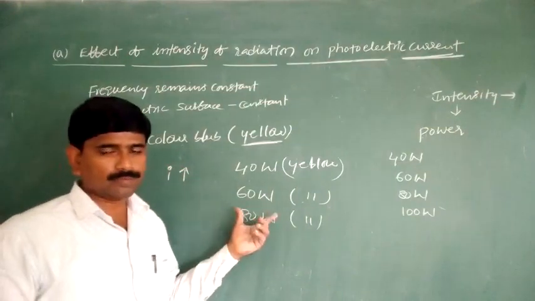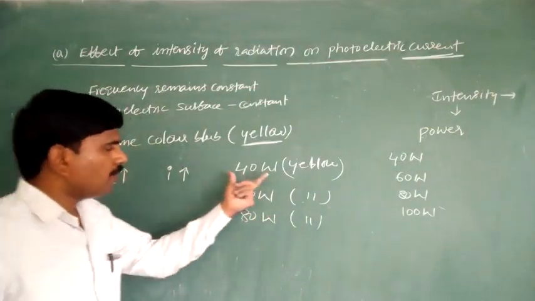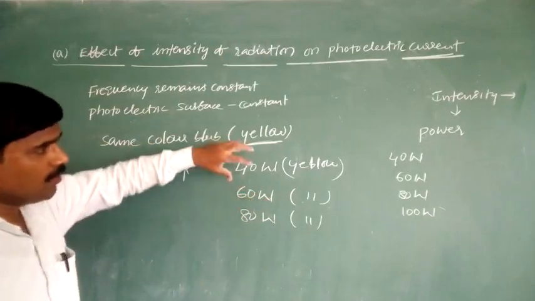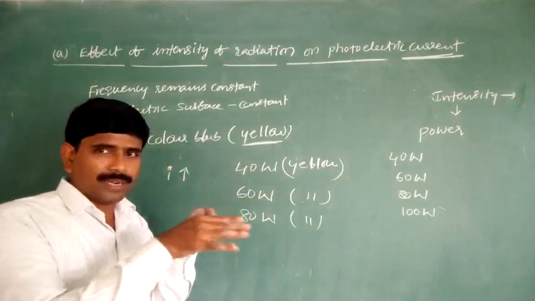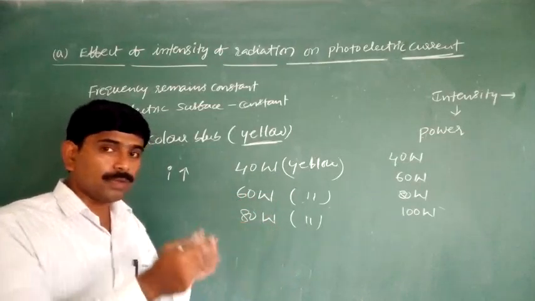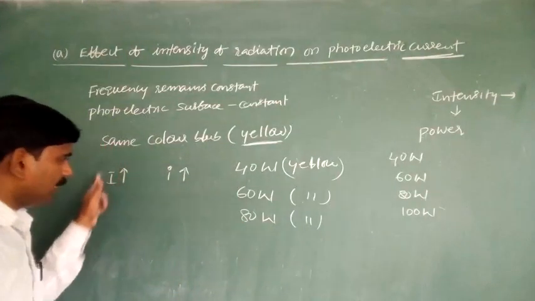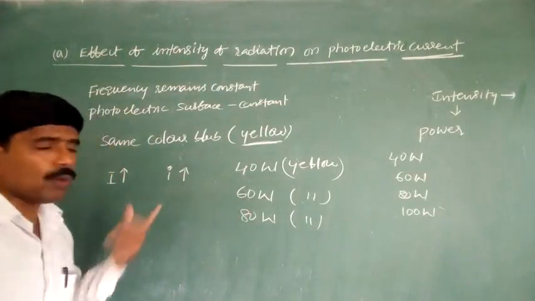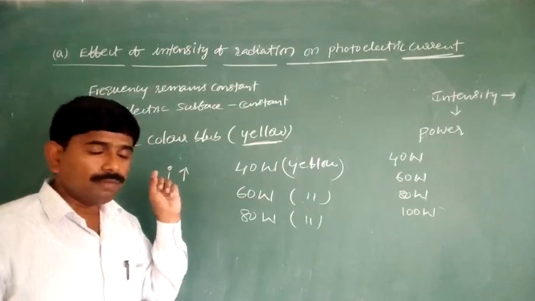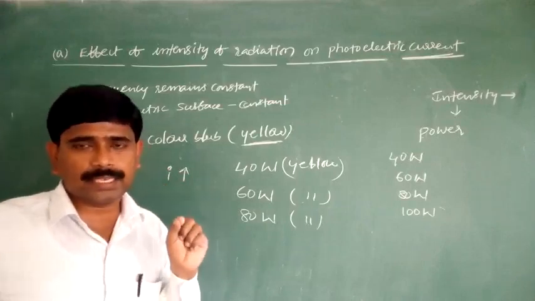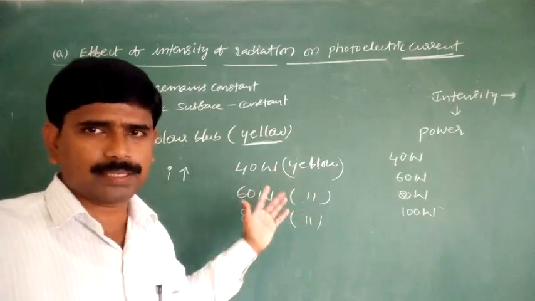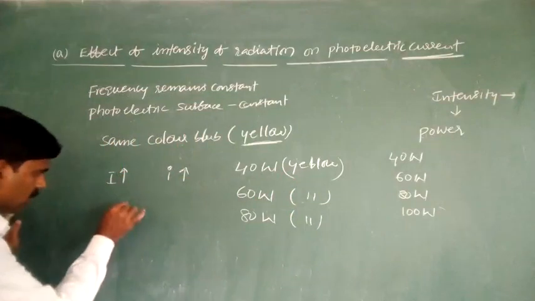From that experiment, what is the conclusion? First we use the 40 watt bulb, which gives some radiation, next the 60 watt bulb, then the 80 watt bulb. When the intensity increases, the photoelectric current also increases. We observed that when the intensity of the incident radiation increases, the photoelectric current increases. Why does it increase? We will discuss that also.